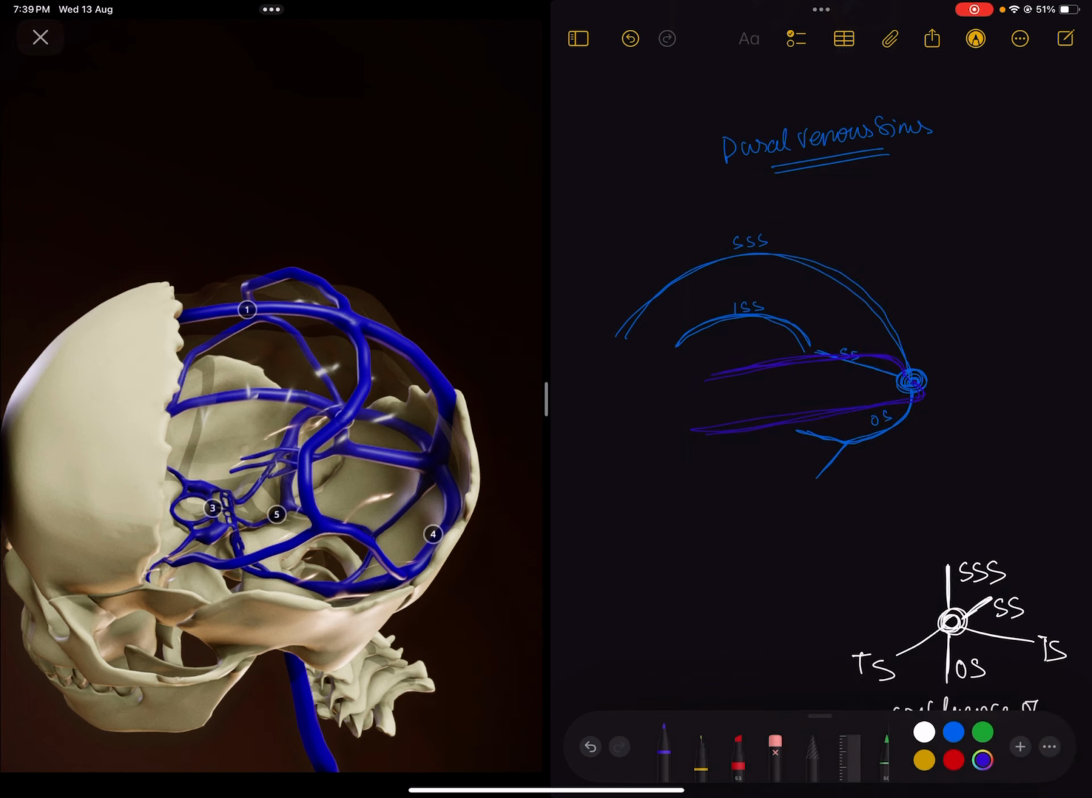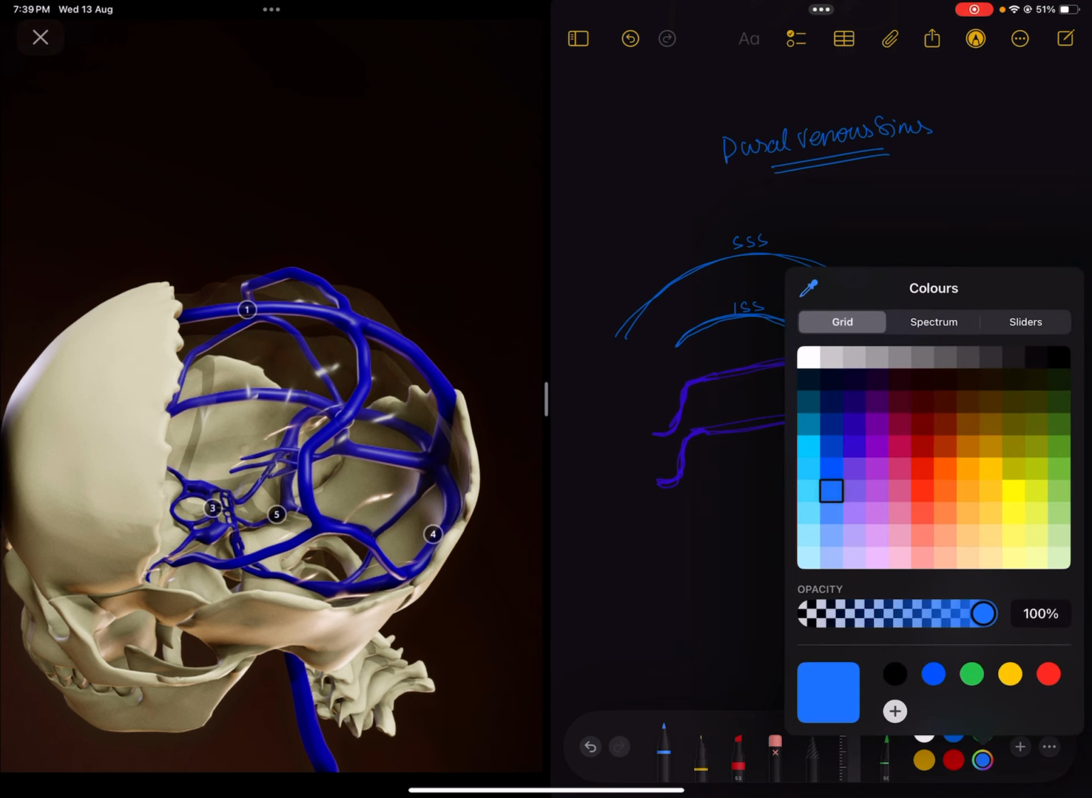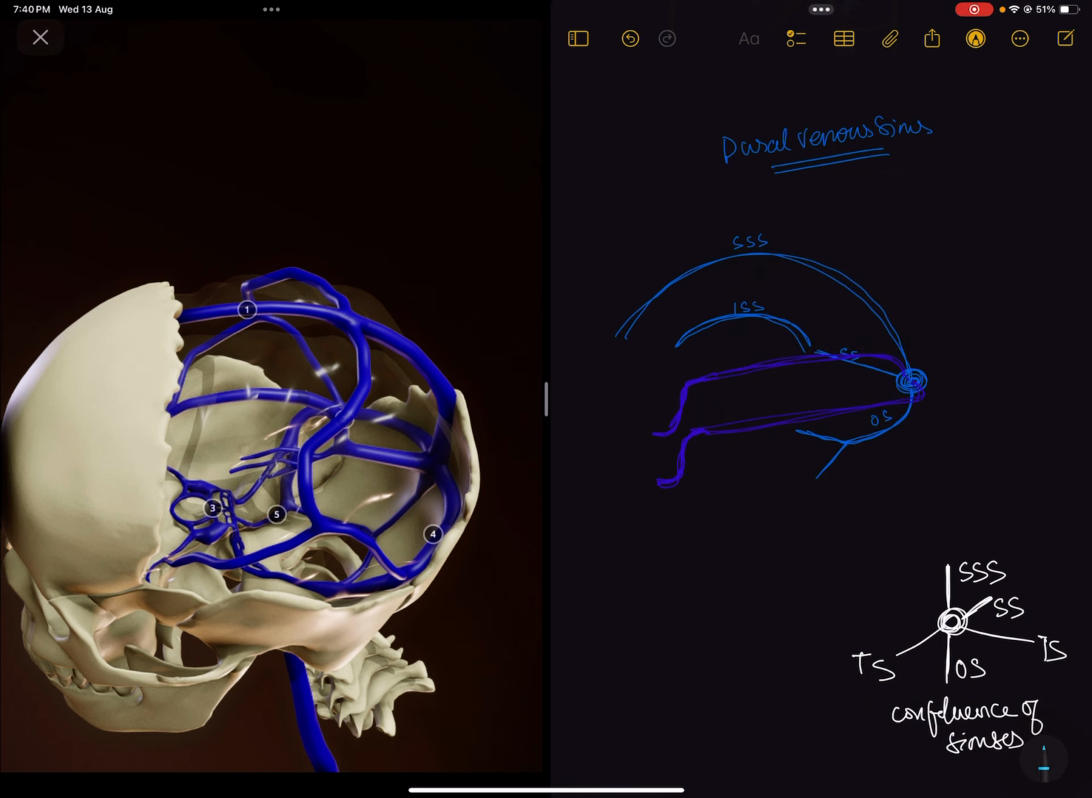Here the transverse sinuses end as sigmoid sinuses because they are S-shaped, right? Sigmoid sinuses. Now the sigmoid sinuses will end in the inferior petrosal sinus, and here they will continue as the superior petrosal sinus. The superior petrosal sinus and inferior petrosal sinus will communicate with this sort of box-like structure, this ascending box-like structure.